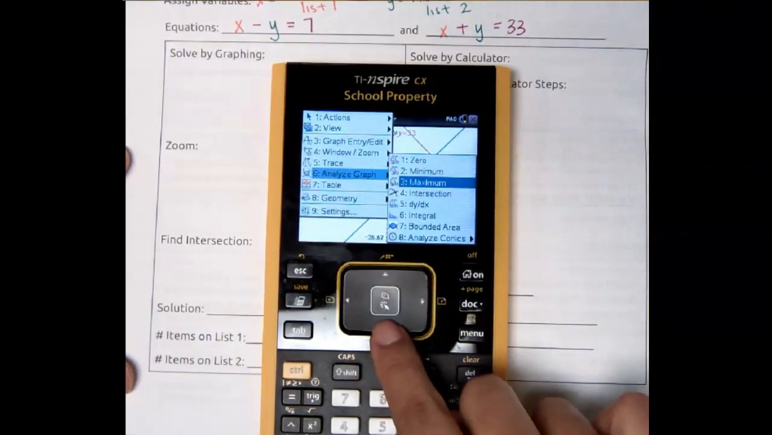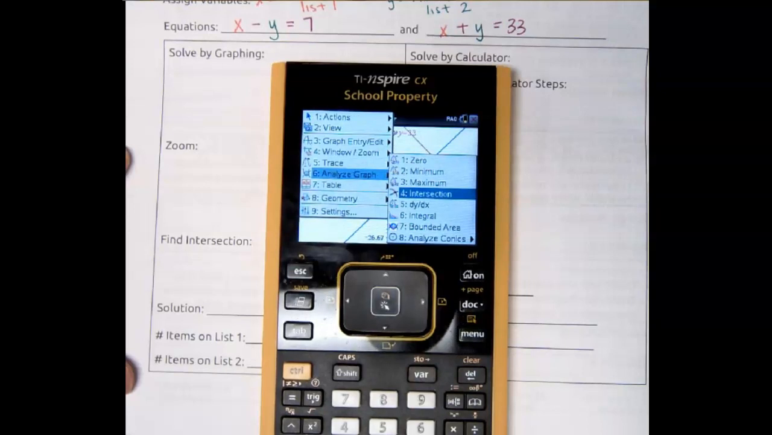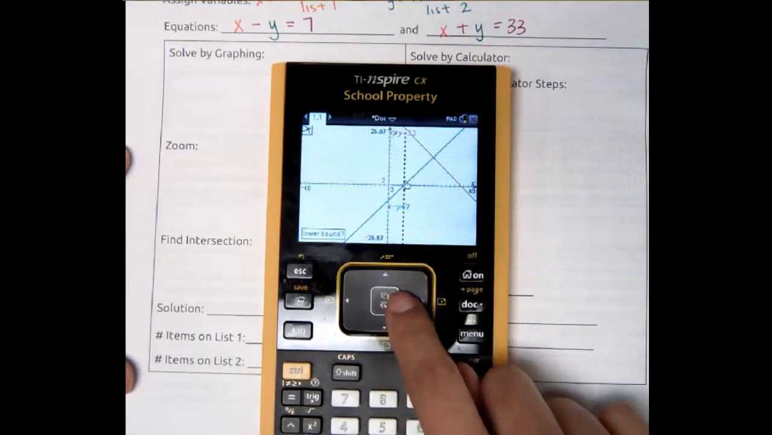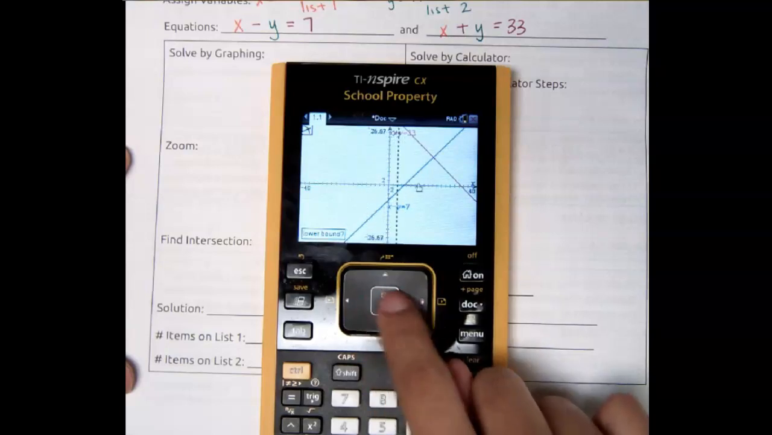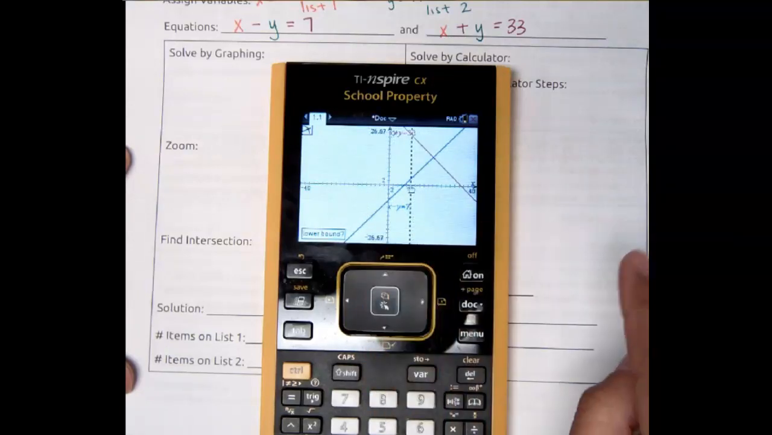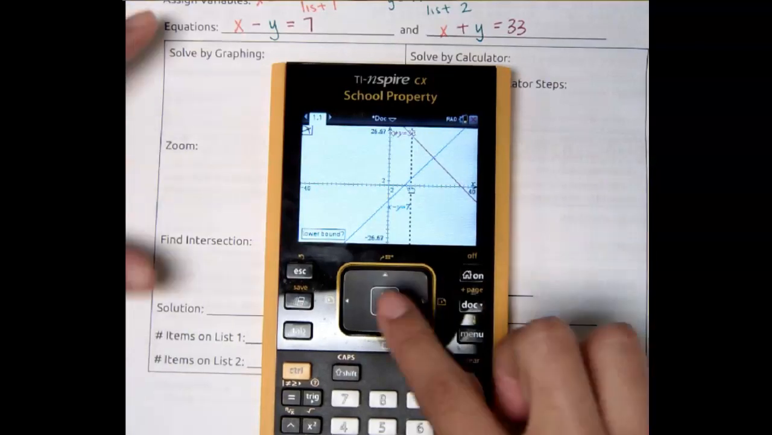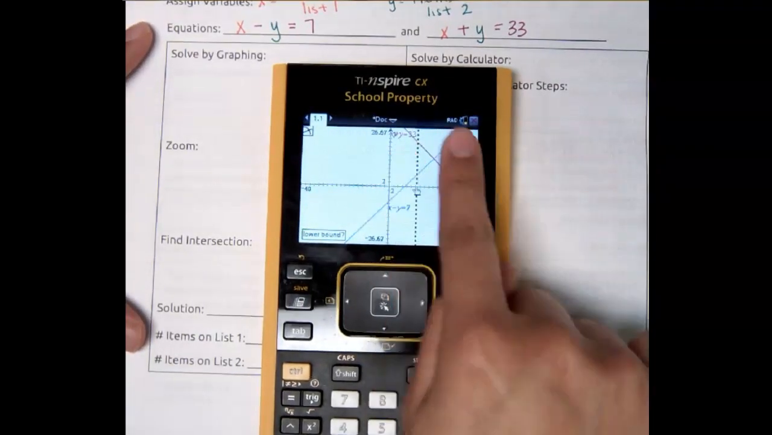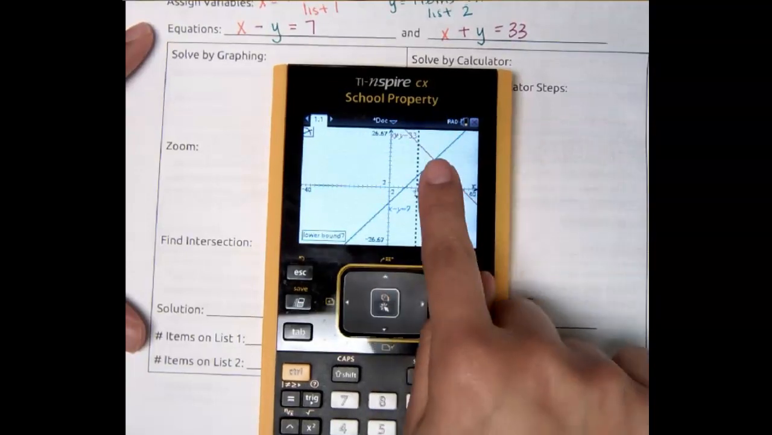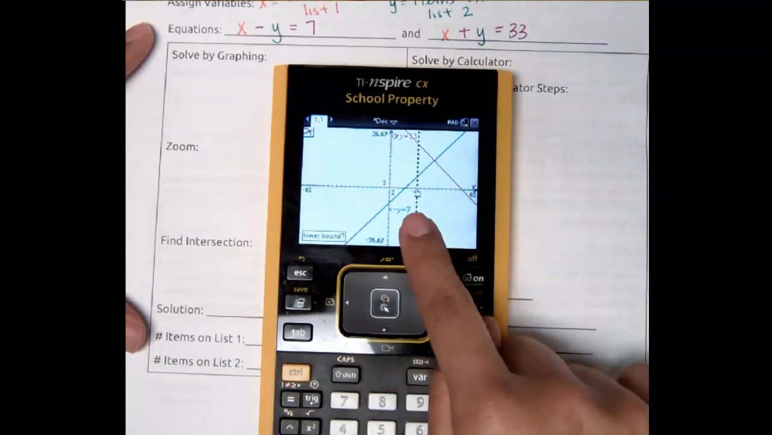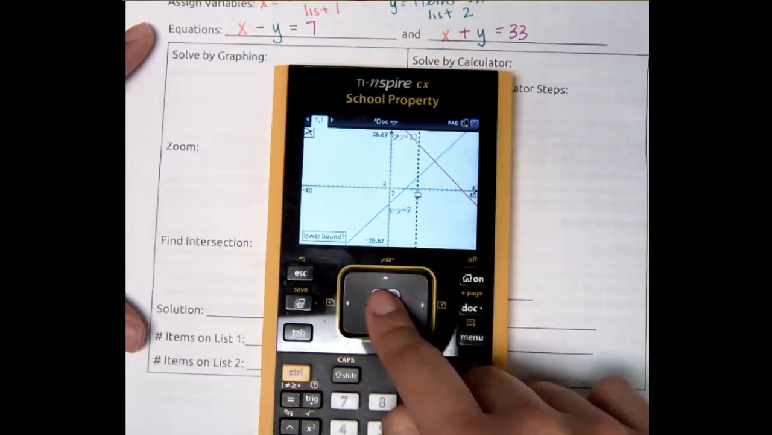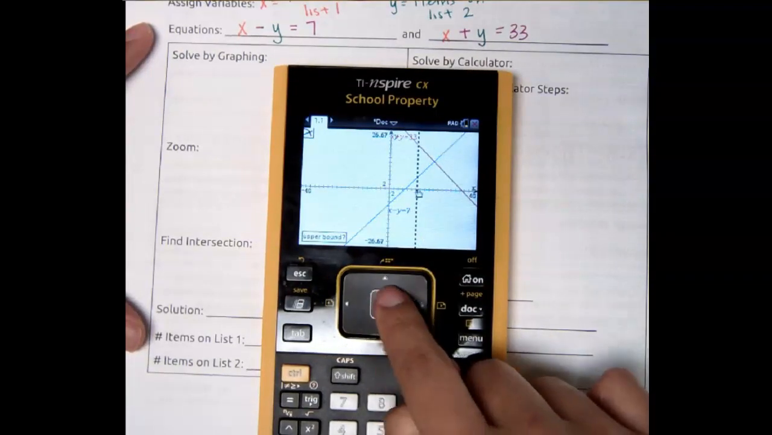Analyze graph. Intersection. Okay. Usually, it's going to give you this dotted line that you can kind of drag around. Sometimes it doesn't, so the next example is going to be a little different. It doesn't matter if you start on the left-hand side or the right-hand side of that point of intersection. It's already on the left-hand side, so I'm going to click it, and it's going to leave a dotted line there. And then I'm going to slide it over.